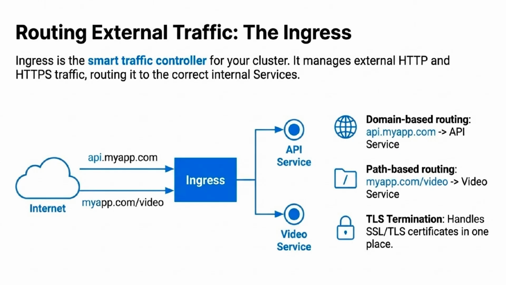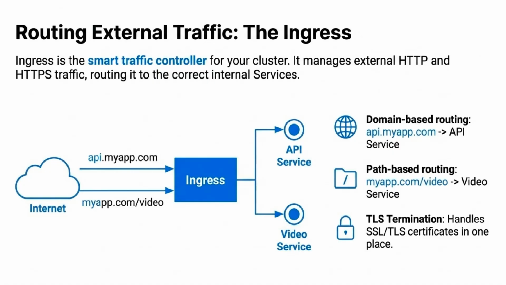Now let's extend that idea to external traffic. Ingress is the smart traffic controller for your cluster. It manages external HTTP and HTTPS traffic and routes it to the correct internal services. With Ingress, you can use domain-based routing, like api.myapp.com going to your API service.